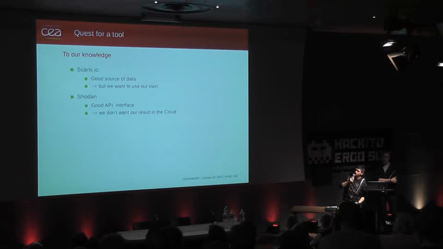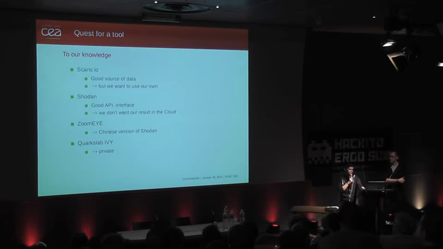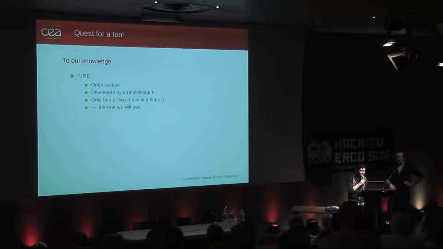Then there's the well-known Shodan, with a very good API and a nice-looking interface, but we don't want our results in the cloud. Then you have ZoomEye, if you know it. This is the Chinese version of Shodan, of course. Of course, there is one. And Quarkslab's IVRE, but it's private. And thanks to Snowden, there is the GCHQ one, top secret. And finally, we come to IVRE, which is open source, developed also by our colleague. And it's the one we will use.